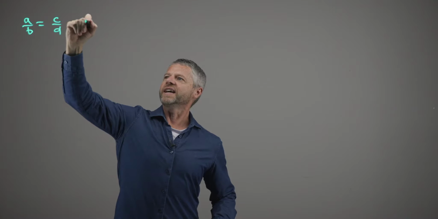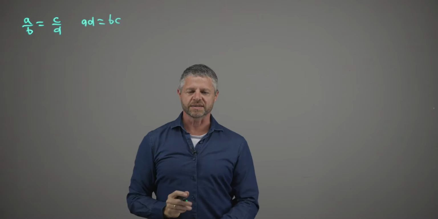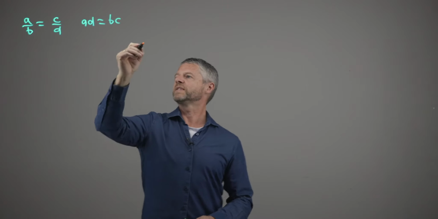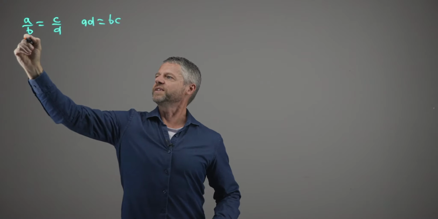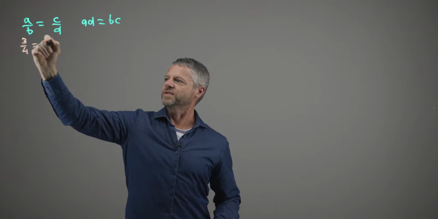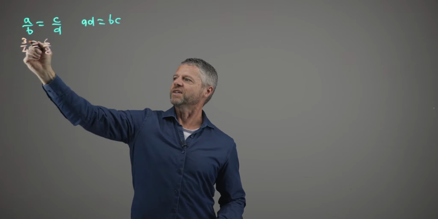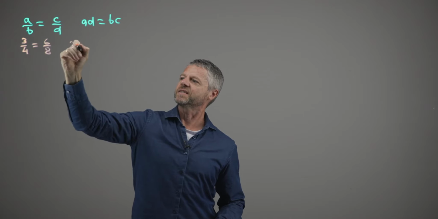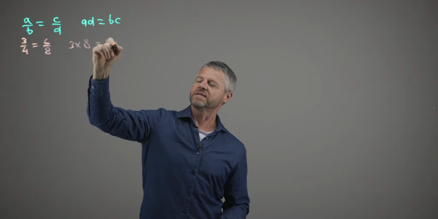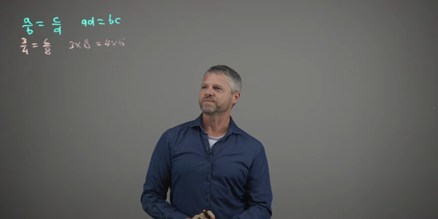if a times d is equal to b times c. So, for example, 3/4 is equivalent to 6 over 8 because 3 times 8 is equal to 4 times 6. 3 times 8 is 24, 4 times 6 is 24.